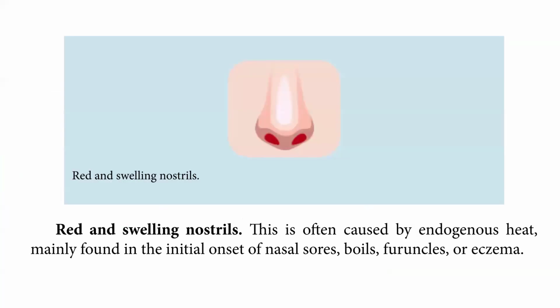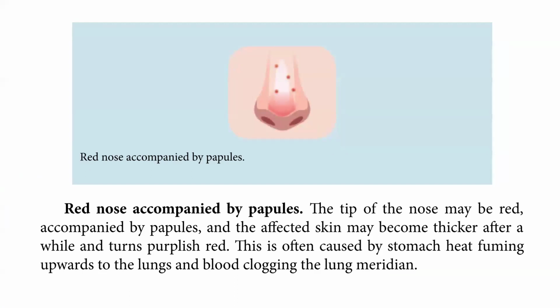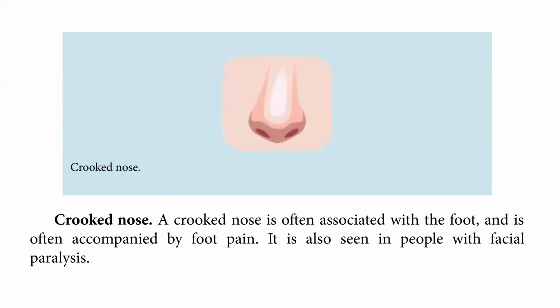Here we have a red and swelling nostril. This is often caused by endogenous heat, mainly found in the initial onset of nasal sores, boils, furuncles, or eczema. And here we have a red nose accompanied by papules. The tip of the nose may be red, accompanied by papules, and the affected skin may become thicker after a while and turn purplish red. This is often caused by stomach heat fuming upwards to the lungs and blood clogging the lung meridian.